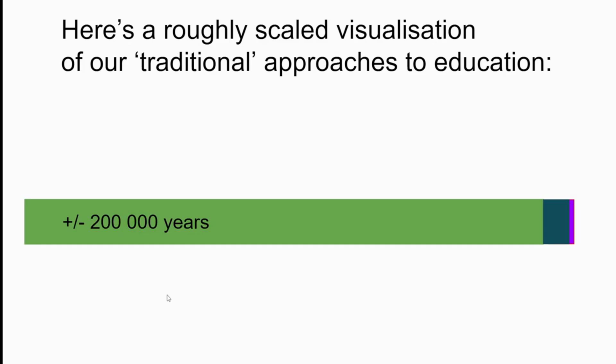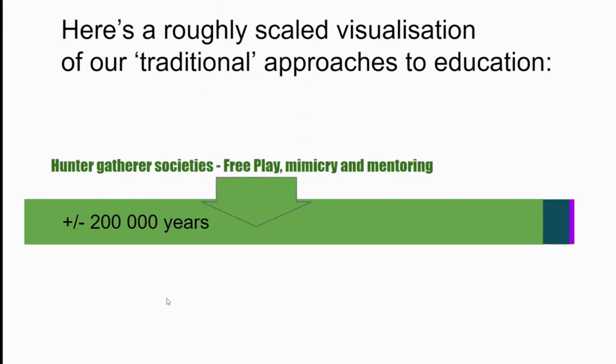Here's a roughly scaled visualization of our traditional approaches to education. Firstly, we've got around 200,000 odd years of human evolution as a hunter-gatherer species. And there we've got free play, with children playing all day, sometimes completely out of sight of adults with peers, and then also being completely able to be included in adult activities so that they can see what the adults and the older kids are doing and copy it. For example, you see even today, it seems to be in our bones to want to make bows and arrows and shelters in childhood when we're free to do so.